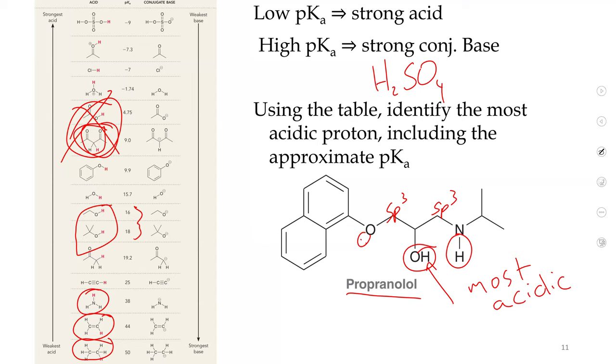This one's secondary though, right? This is a secondary alcohol. We don't have a secondary alcohol on here, but if we have a primary and a tertiary, we can assume secondary is going to be right in there somewhere. Maybe not linearly, maybe not 17, but definitely in that ballpark.